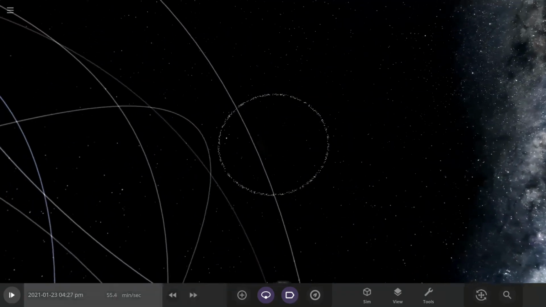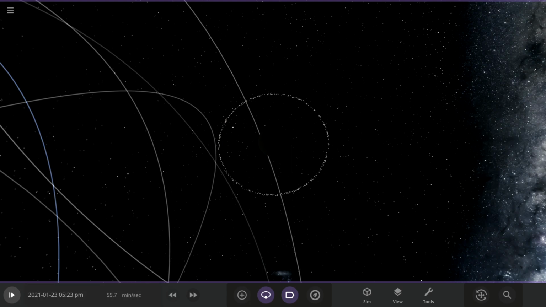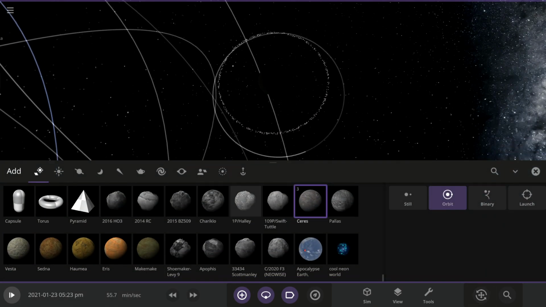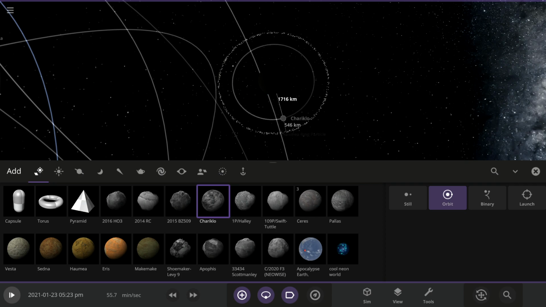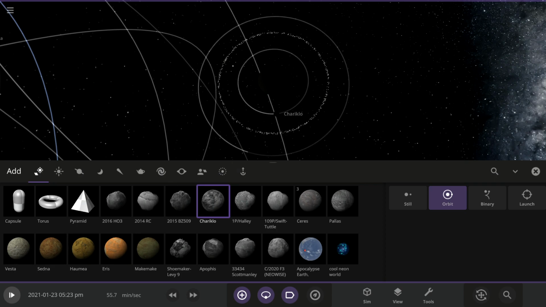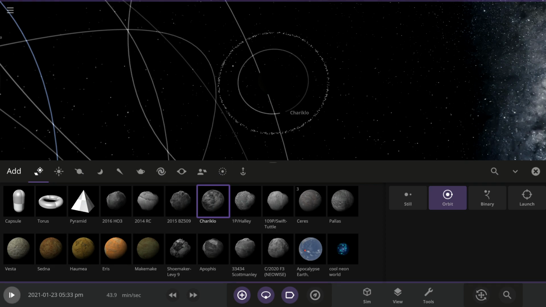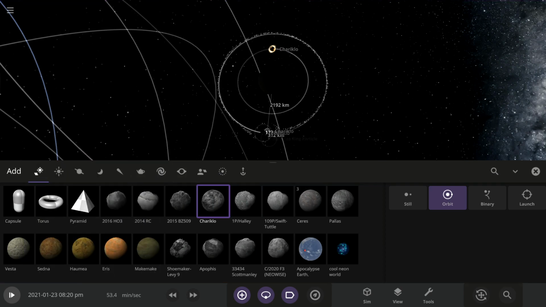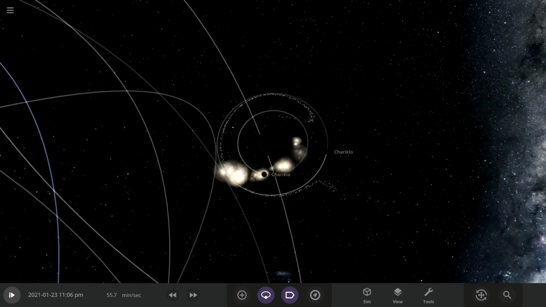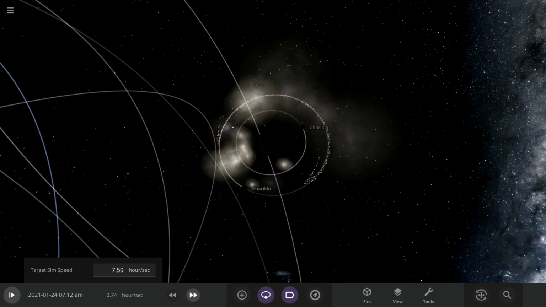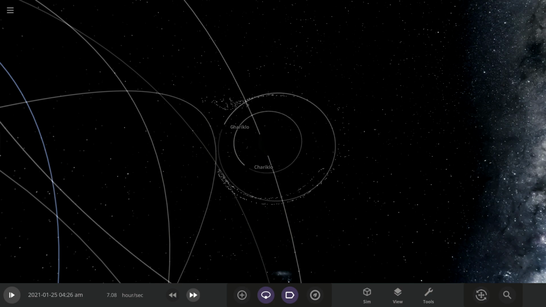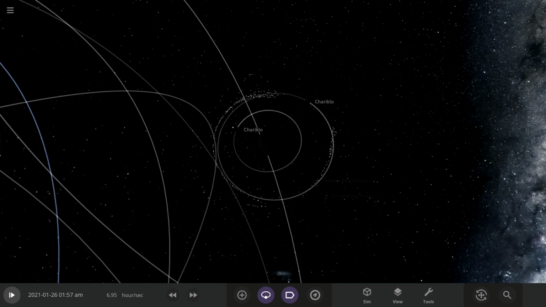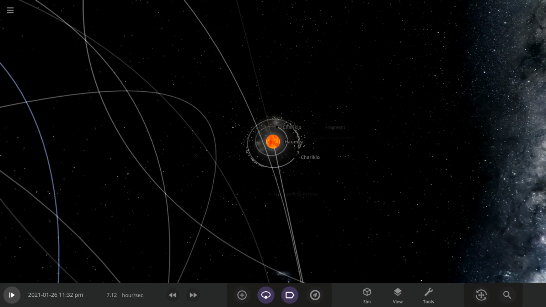So, I'm pretty sure if we add something small, like Chariklo, this asteroid, and we put it here, it should get torn apart by the Roche limit, and technically over here as well. So let's check. That one's getting torn apart, but I'm not sure about this one. Universe Sandbox isn't completely realistic, so it might not. Oh, okay.